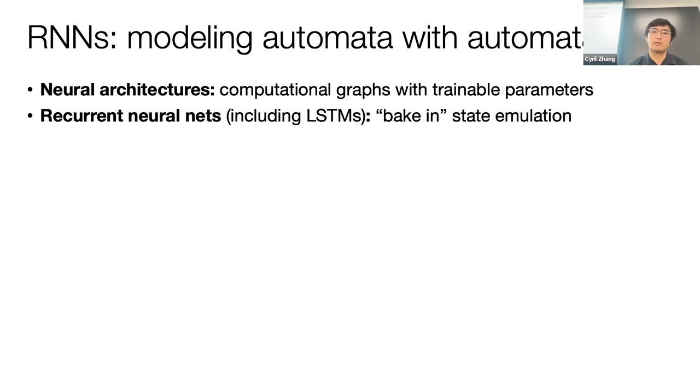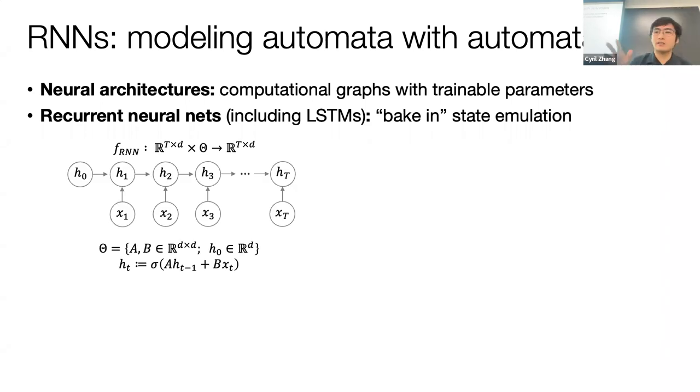Within these, we have recurrent neural nets, which are architectures that bake in the state emulation solution in some sense. Some notation: a recurrent net, for our purposes, ingests a sequence of big T vectors and applies some time-invariant continuous transformation to these vectors, say parameterized by a linear function in the previous hidden state plus a linear function in the current input vector, put through some nonlinear function, let's say a sigmoid. This determines one transition step, which is repeated big T times to get the sequence of HTs, right?